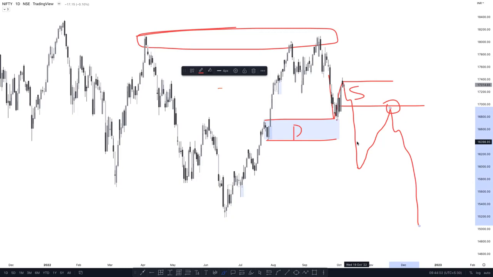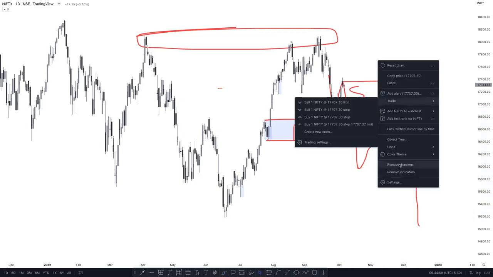But in this case, should we wait for our order flow or should we wait for order block? Both. We can use both.